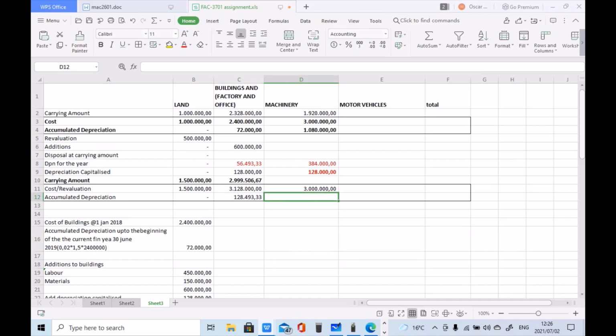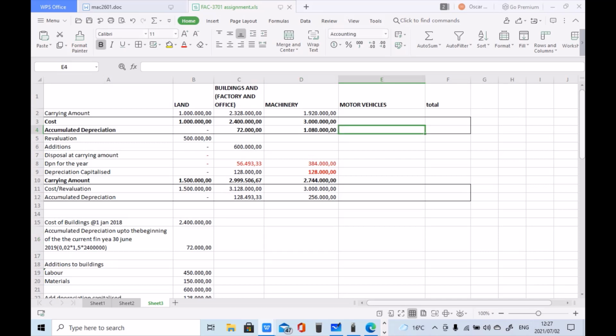And then we come back to machinery, which I think we are already done with. We just need to calculate our accumulated depreciation, which is 384 minus the depreciation capitalized, because we're removing that. So that's 256. And then our carrying amount there will be the difference between the two, the cost and the accumulated depreciation. So that's machinery up to machinery there.